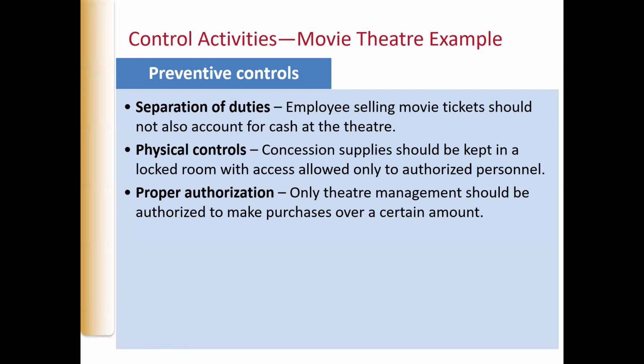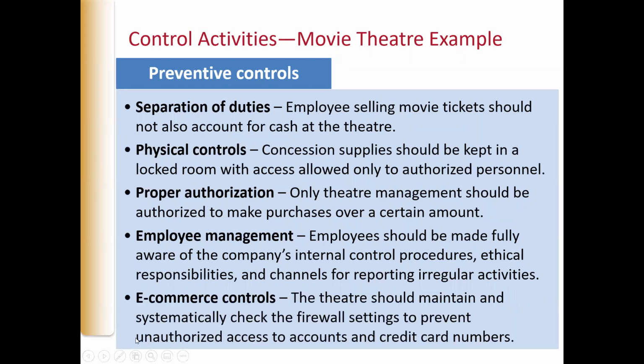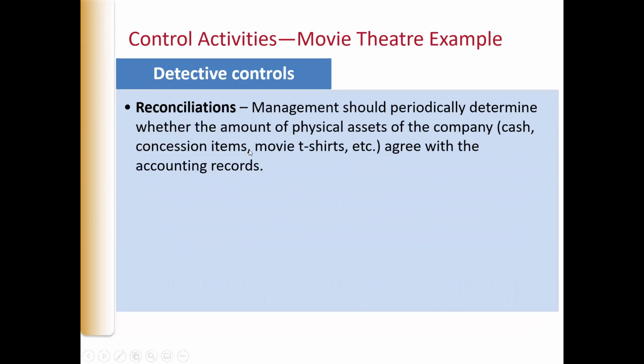Then there should be certain authorization. Only theater management should be authorized to make purchases over a certain amount. And then employees should be made fully aware of the company's internal control procedures, their ethical responsibilities, and what they should do to report activities they're suspicious of. Then for e-commerce, theaters should maintain and systematically check firewall settings that prevent any unauthorized access to accounts or to credit card numbers.